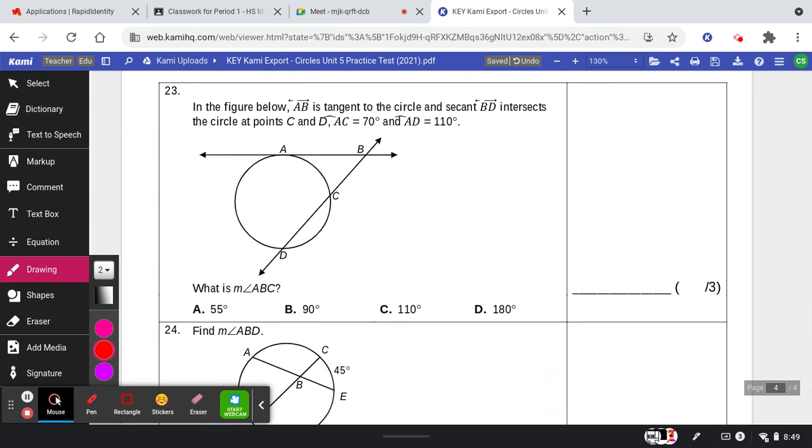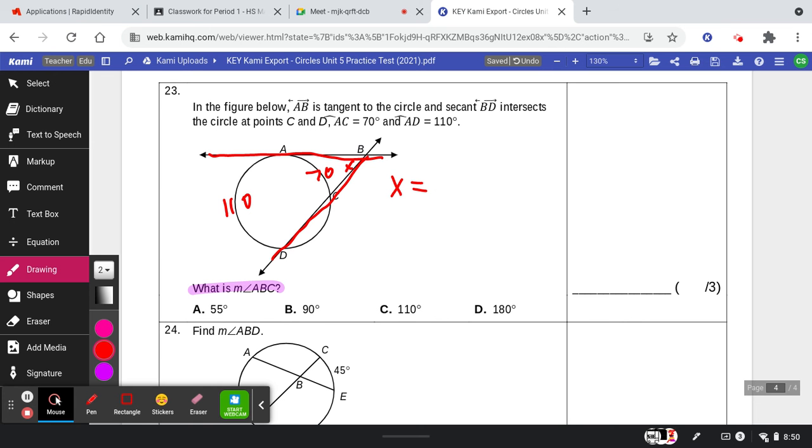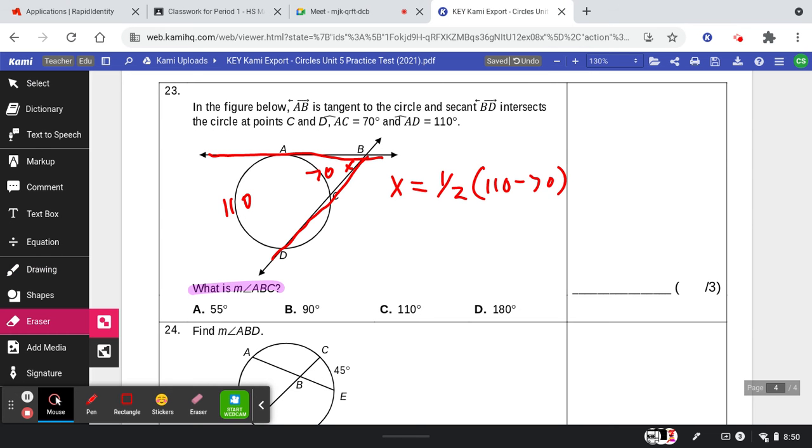Okay. In the figure below, AB is a tangent to the circle, and secant BD intersects this circle too at the points. If AC is 70 and AD is 110, what is the measure of ABC? So again, we know that this little angle in here, X, is equal to half of the big minus the small. So take a minute to calculate that for me. Half of the big minus the small. Let's see what you get. What is 110 minus 70?